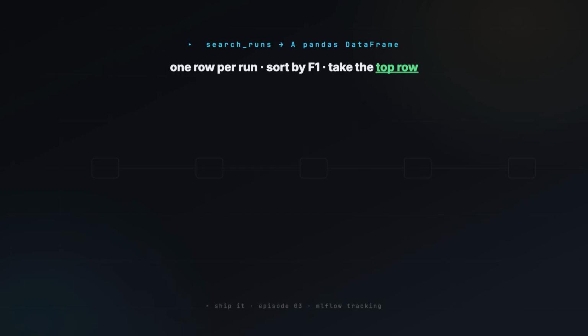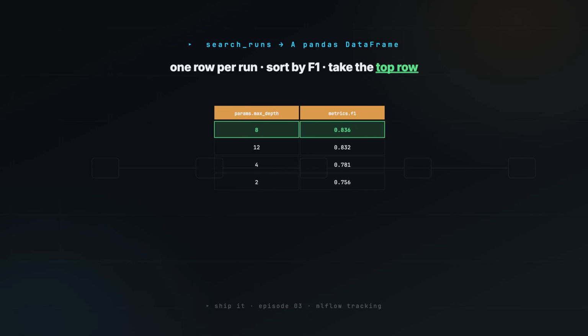Then comes the part that pays the rent. Search runs reads that store back and returns a pandas data frame, 1 row per run, 1 column per parameter and metric. Sort by F1, take the top row, and you're holding your best experiment. The spreadsheet is gone for good.